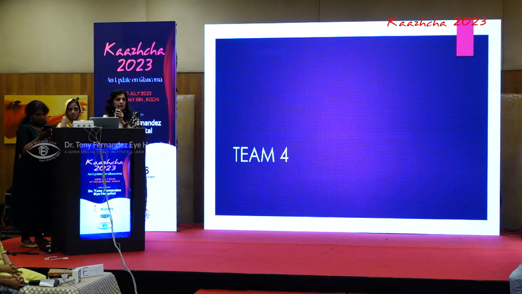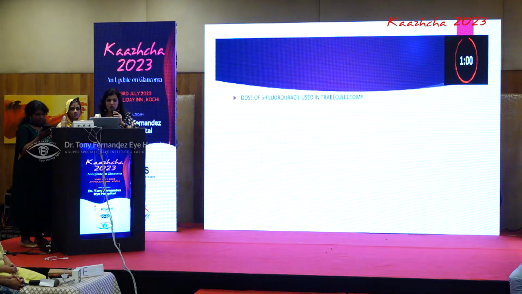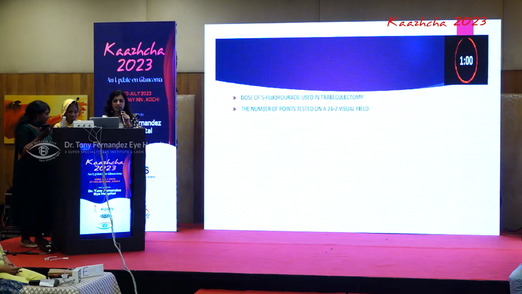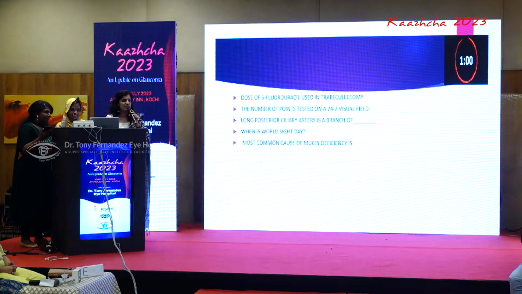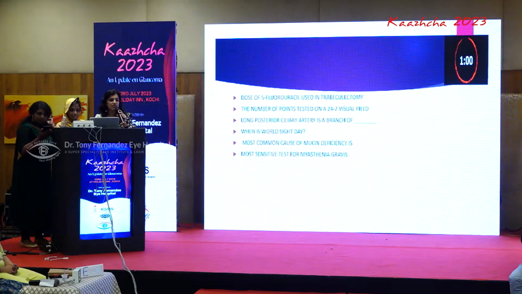Your time starts now. Dose of 5-fluorouracil used in trabeculectomy? 50 mg per ml. Correct. The number of points used in testing? 54. Correct. Long posterior ciliary artery is a branch of? Pass. When is World Sight Day? October 30. No. Most common cause of mucin deficiency? Pass. Most sensitive test for myasthenia gravis?